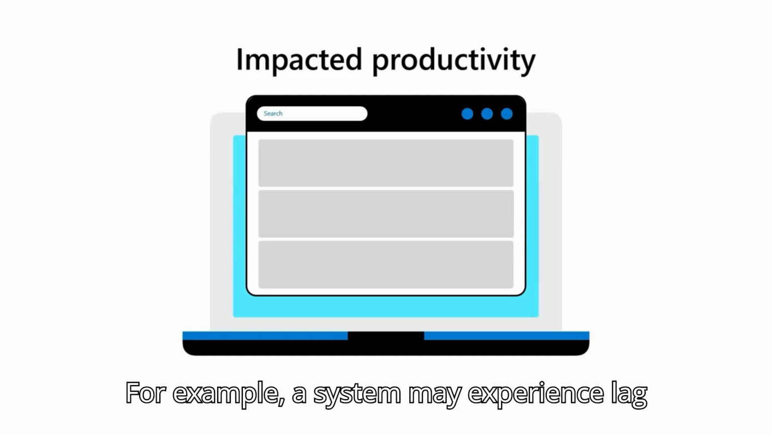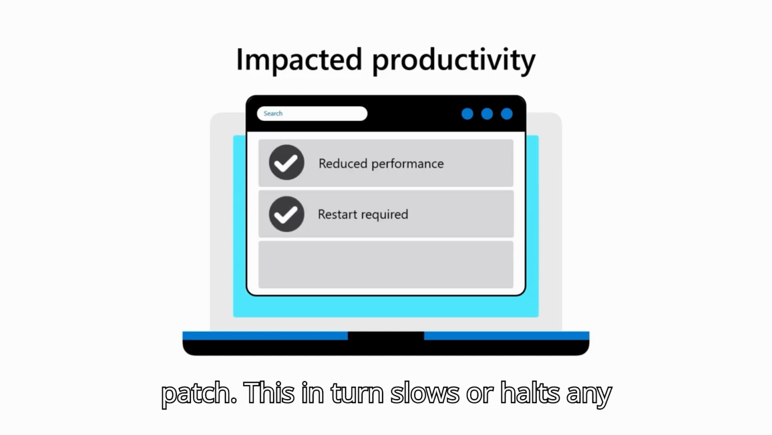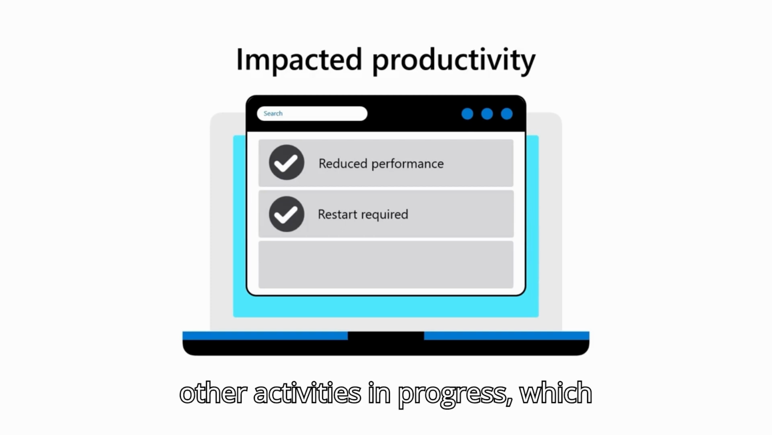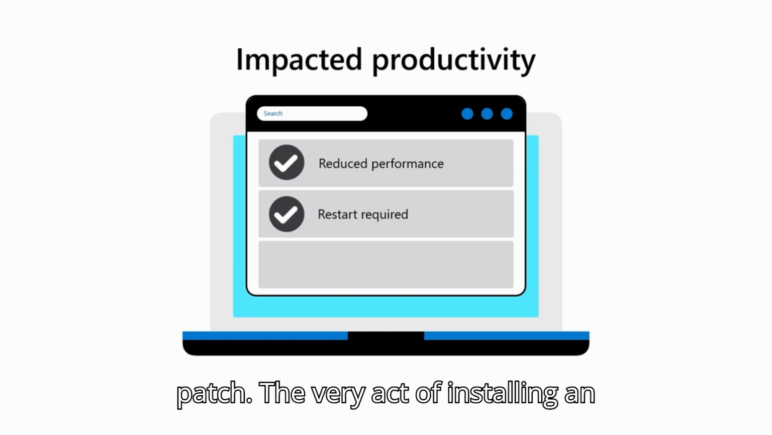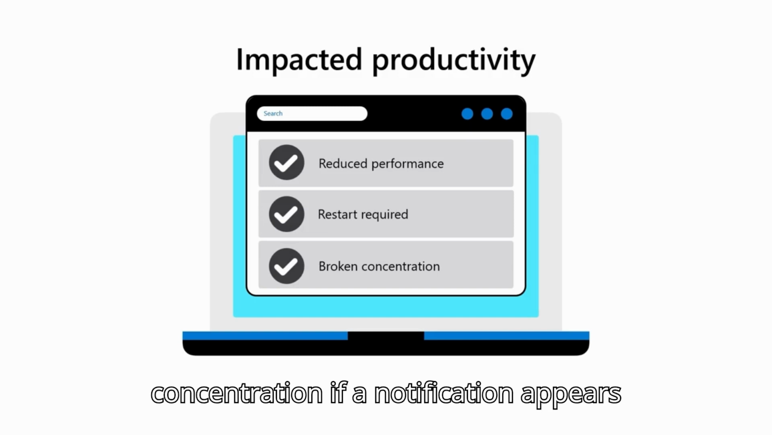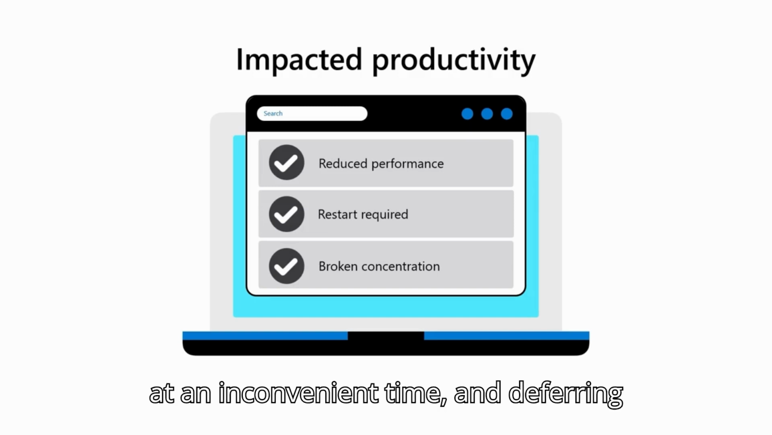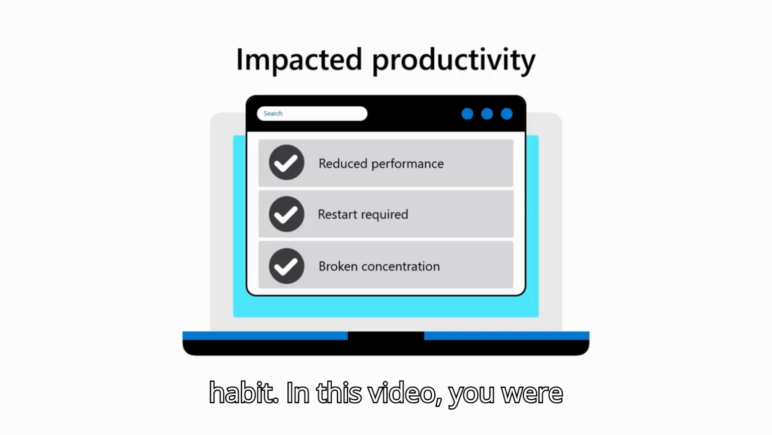For example, a system may experience lag or require a restart to implement the patch. This in turn slows or halts any other activities in progress, which deters many users from implementing a patch. The very act of installing an update can also break the flow of concentration if a notification appears at an inconvenient time, and deferring once or twice can quickly build into a habit.